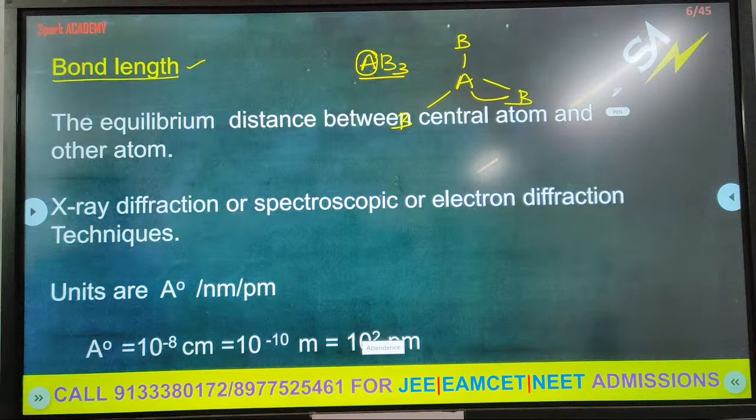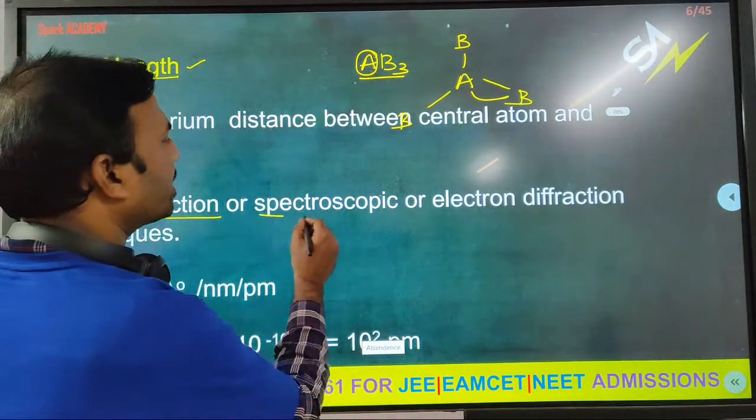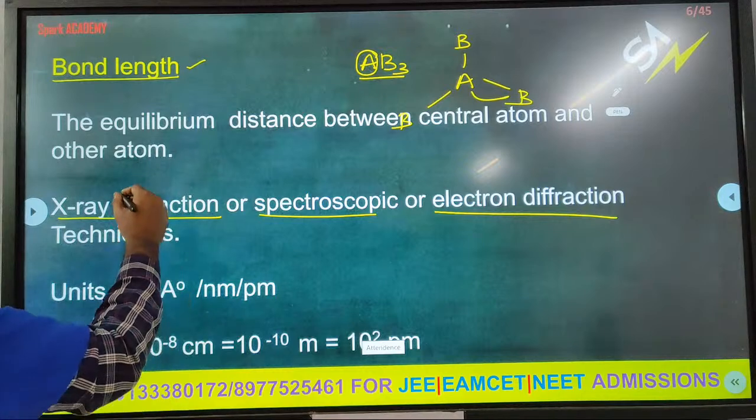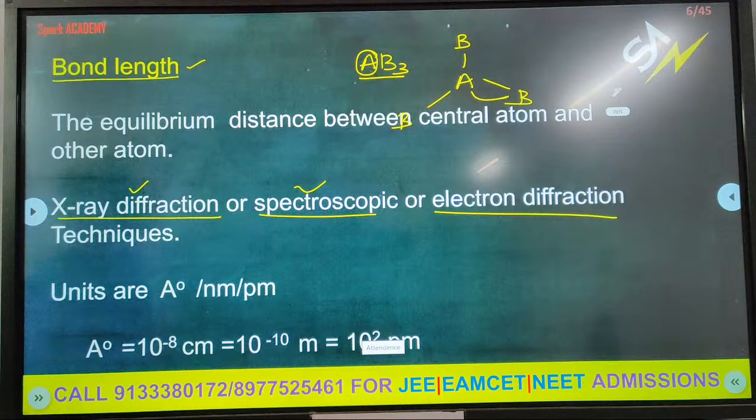How can we get the bond length? What are the techniques? We find bond length with the help of X-ray diffraction, spectroscopy or electron diffraction techniques. These are the techniques with the help of which we can easily find the bond length. Atoms are very small particles, and we are unable to measure their distances directly. For that, special techniques are required.